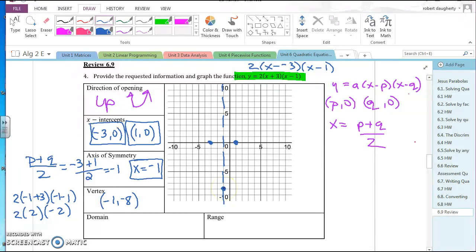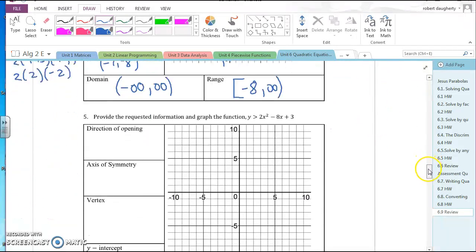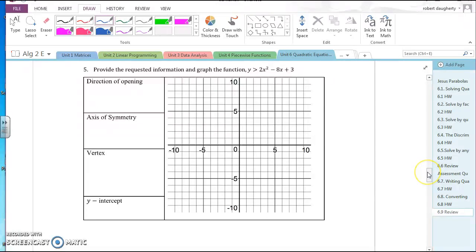So I've got the vertex, I've got the x-intercepts, I know that it opens up, so this parabola does this. The domain, negative infinity to infinity. The range is negative 8 to infinity. So that's it, just using intercept form and graphing that parabola. Here we have something based on a parabola in standard form, but it is an inequality.